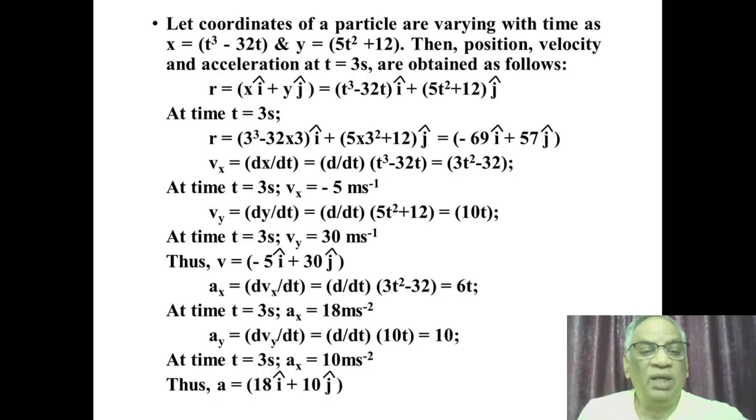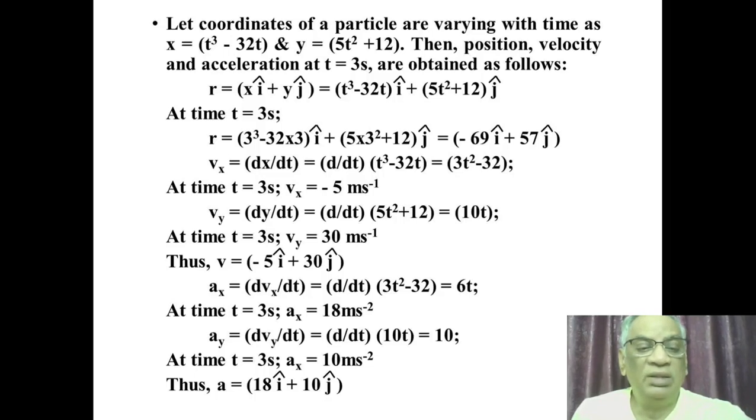So velocity, if you want to find out, Vx is dx by dt, equal to d by dt of t cube minus 32t, that is 3t square minus 32. At time 3 seconds, Vx is equal to minus 5 meters per second. And Vy is dy by dt, equal to d by dt of 5t square plus 12, that is 10t. At time 3 seconds, Vy can be shown to be 30 meters per second. Thus, V is equal to minus 5i plus 30j, substituting the Vx and Vy components.